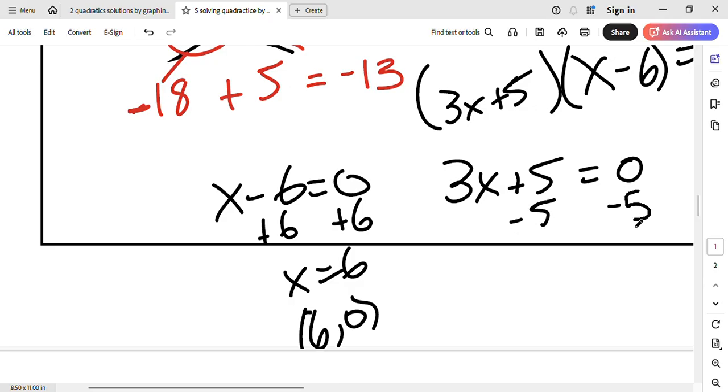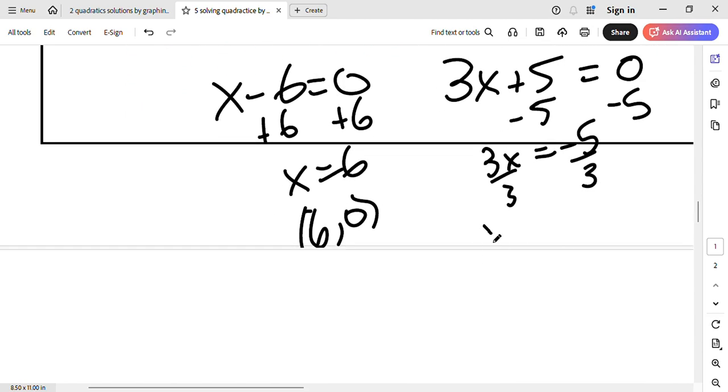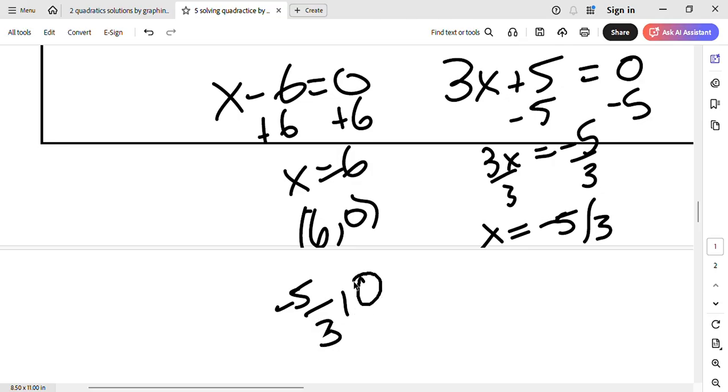Over here, I subtract 5. Subtract 5. 3x equals negative 5. Divide by 3. Divide by 3. So x is equal to negative 5 over 3, meaning my other solution is negative 5 over 3 comma 0. You can totally have fractions here.